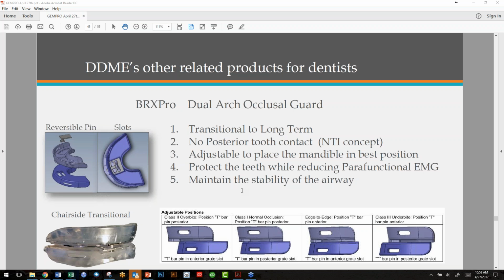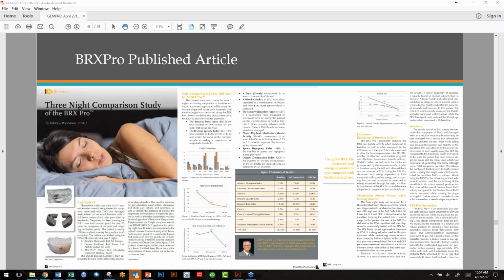The reason for the partial tray is we want the molars. We don't want posterior tooth contact with anything. It's kind of the NTI concept. So if we improve the airway by giving you 4 or 5 millimeters of vertical, and we prevent the mandible from going back, and the teeth are protected, we've achieved all our goals of protecting the enamel without worsening the airway. That's what this is. It's inexpensive, well under $100. Here's a published article on it.